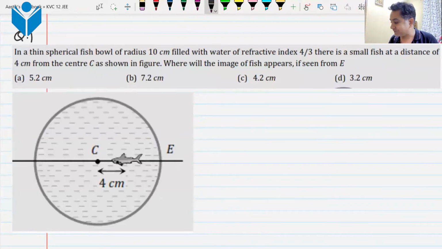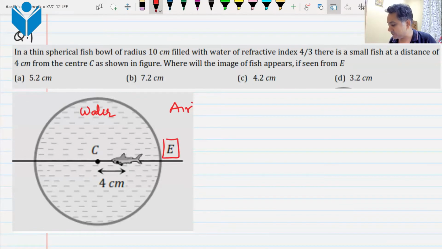This is the question that is going to come, and I hope that I get the answer in a flash. In a thin spherical bowl of radius of curvature 10 centimeters, filled with water of refractive index 4/3, outside obviously is air, which is not mentioned, but you have to take it as air. This is water, refractive index is given. There is a fish at a distance of 4 centimeters from the center as shown in the figure. Where will the image of the fish appear as seen from E?